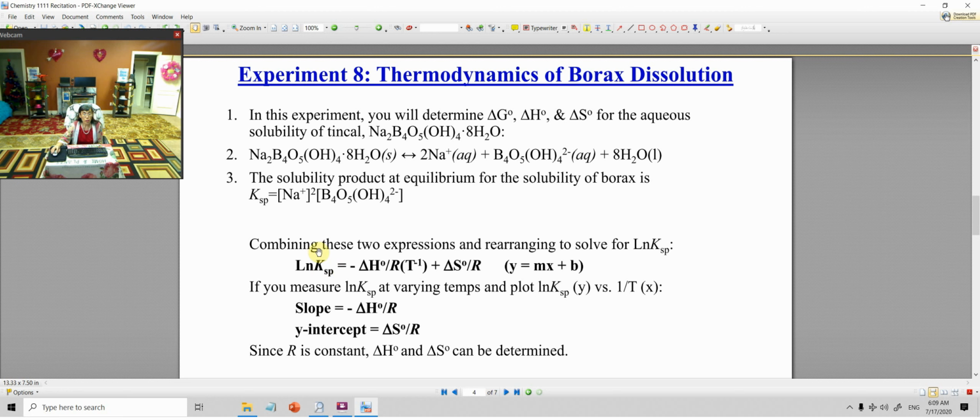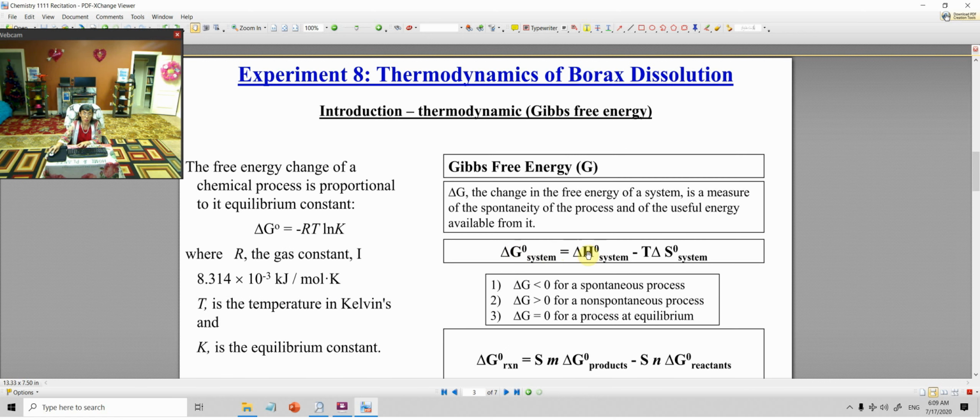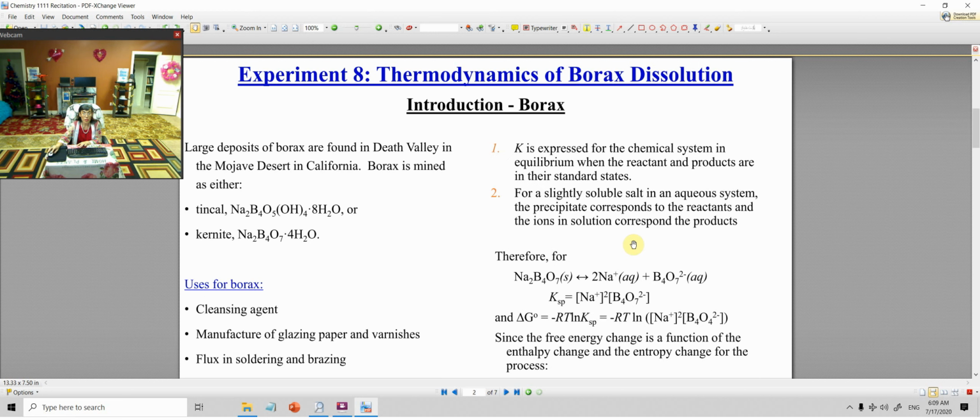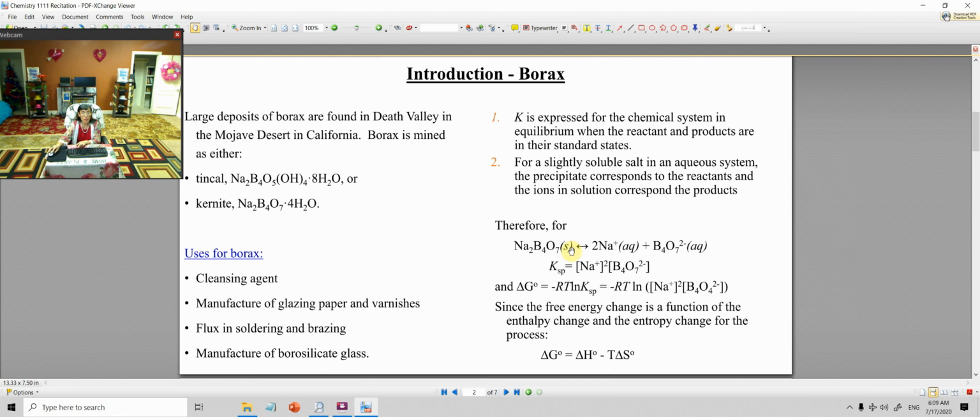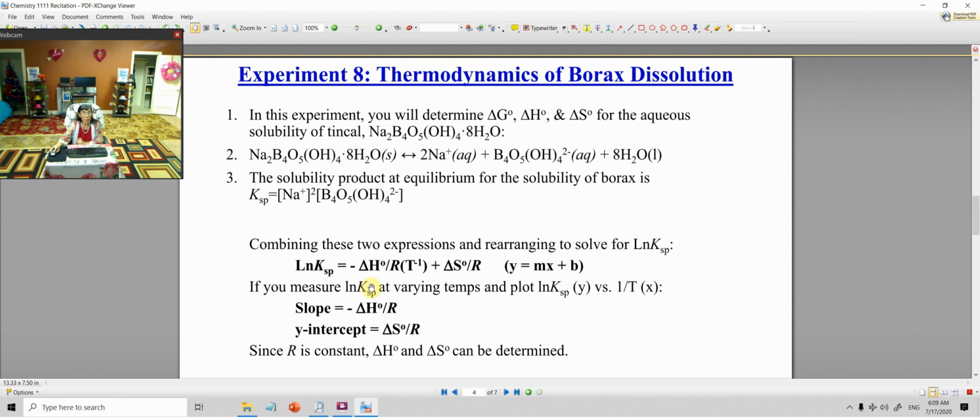Your solubility product expression Ksp is only composed of the sodium and the borax negative ion: sodium concentration to the power 2 times borax concentration. And then you can determine your ln K. So combining the equations, rearranging your ln K: delta G equals negative RT ln K, and delta G also equals delta H minus T delta S. You combine this equation and this thermodynamic equation, and you get a new one: ln K equals negative delta H divided by R times 1 over temperature, plus delta S divided by R.